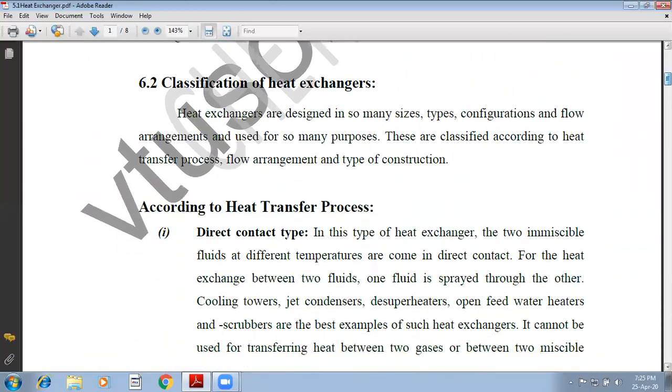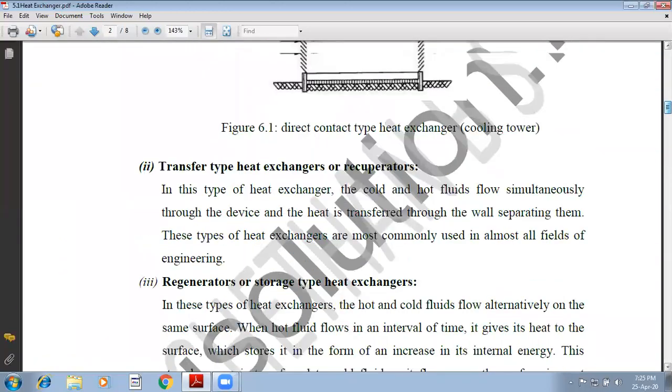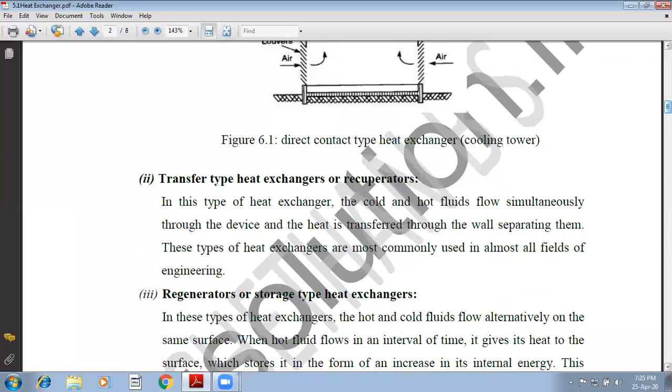The next type of classification is the indirect type. In that, the first one is recuperators. In recuperators, the cold fluid as well as hot fluid flow simultaneously, separated by a wall. Many of the heat exchangers are generally recuperative type heat exchangers.